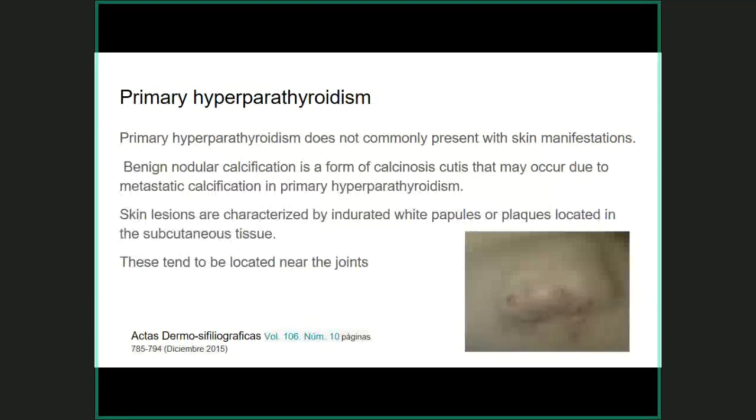Primary hyperparathyroidism usually does not present with skin manifestations. When it does present with something, it's pretty dramatic. So benign nodular calcification, a form of calcinosis cutis, may occur due to metastatic calcification in this condition. The skin lesions are characterized by indurated white papules or plaques located in the subcutaneous tissues, sometimes near the joints.